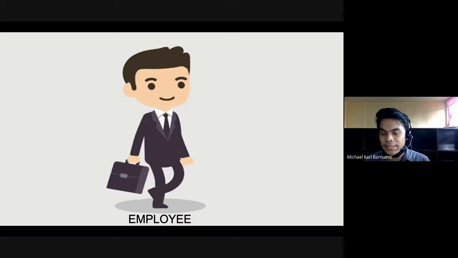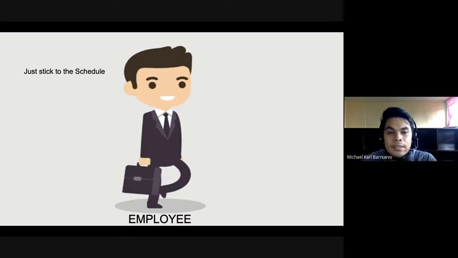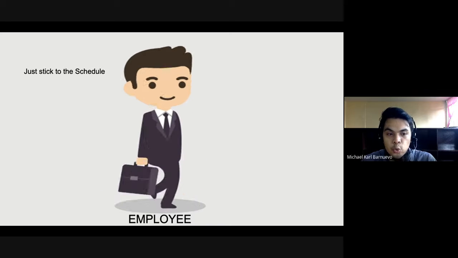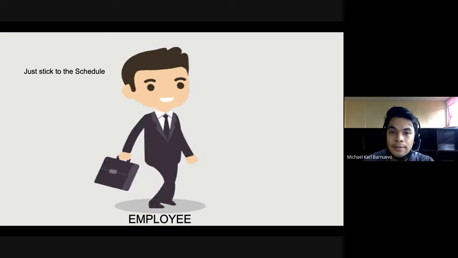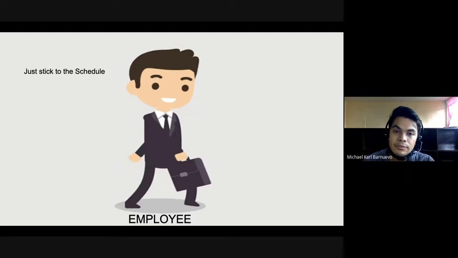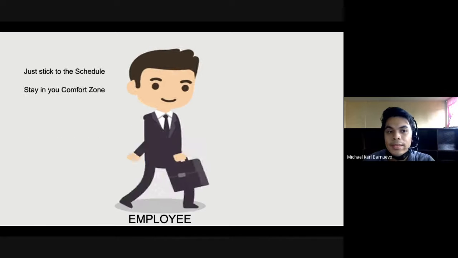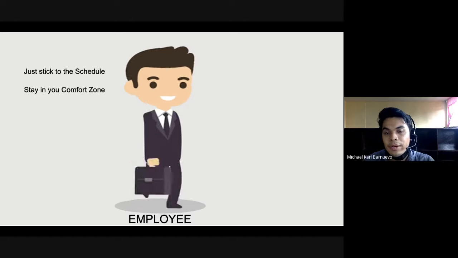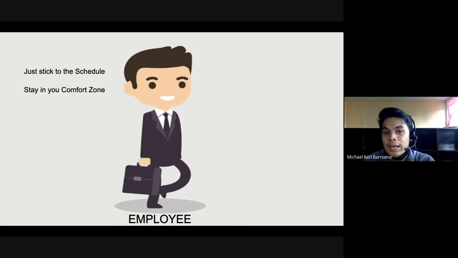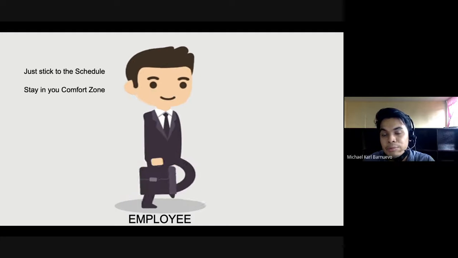So let us discuss. For an employee, what are the benefits? Just stick to the schedule. So an employee is only required to work from 8 to 5. Okay? Other hours, he can use it for his personal time. Yan ang kagandahan ng employee. What else? You can now stay in your comfort zone. For example, if you are a hospitality professional, ang problemahin mo lang is your field. So you do not care about accounting, law, or the legal stuff in your company. You just stick on what you know.